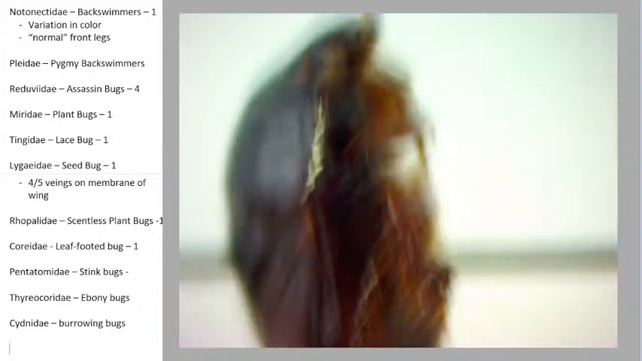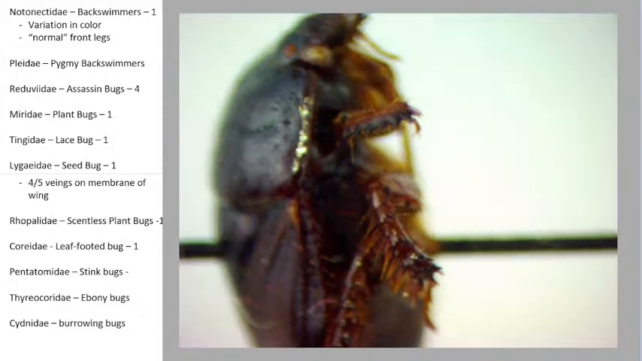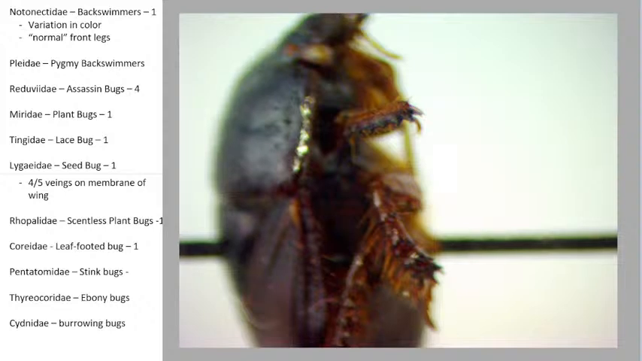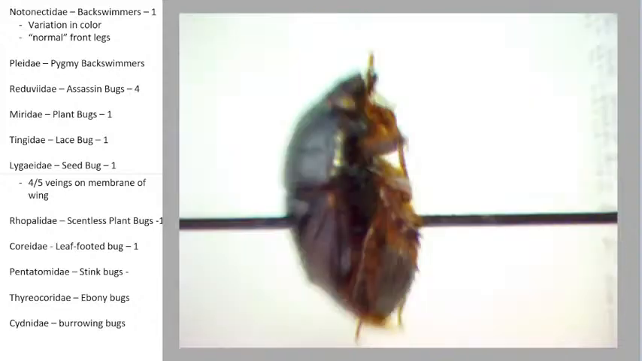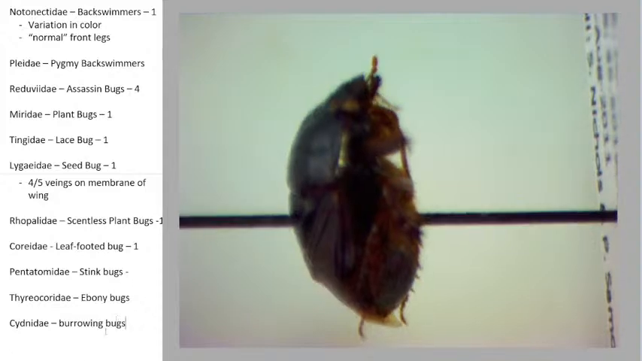And then up here at the front, it's got these spines on the sides. All of those spines are going to help this insect dig. All right, and that's why they're called burrowing bugs. So they have that triangular scutellum, just like the stink bugs have. But they have spinose legs, or legs that they can use for digging.